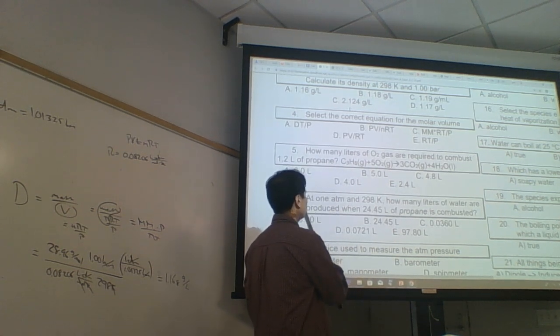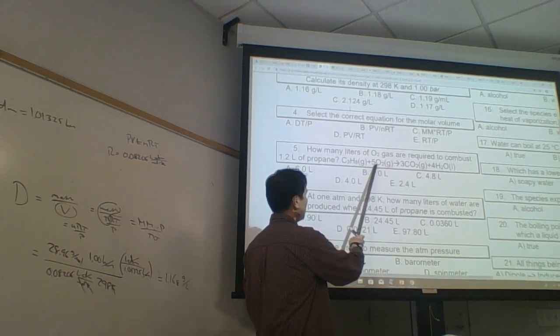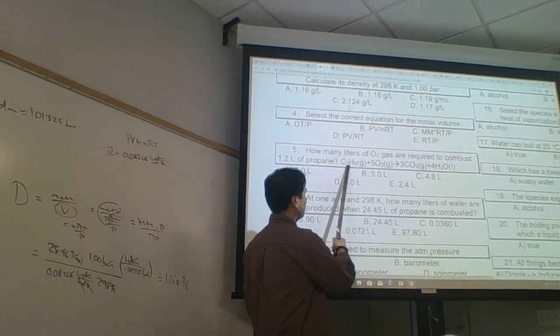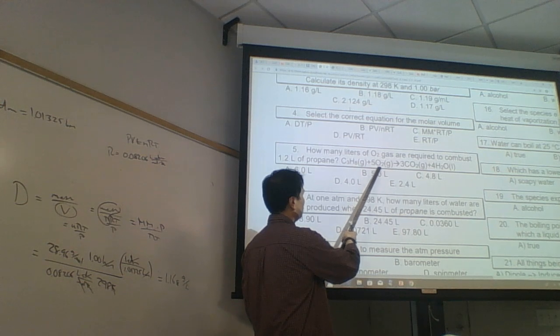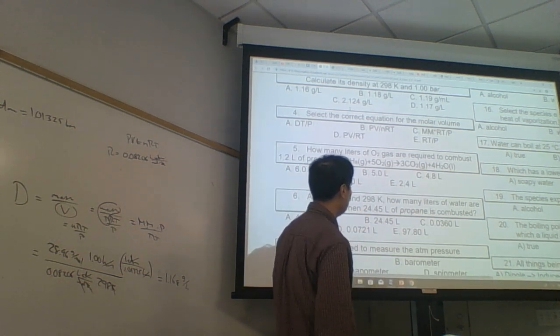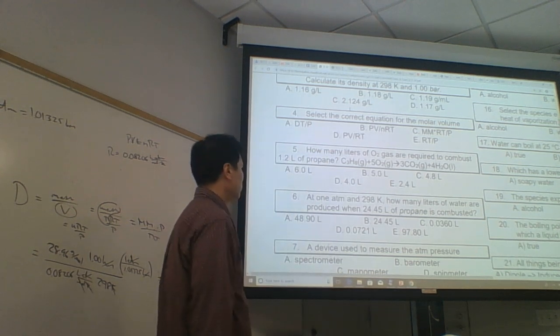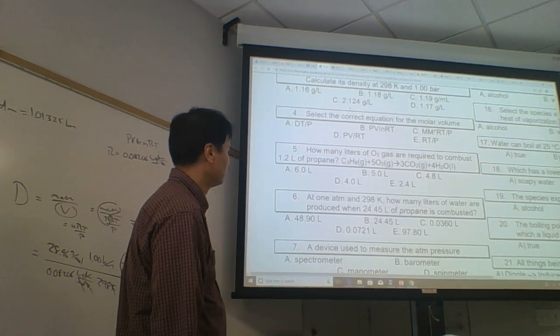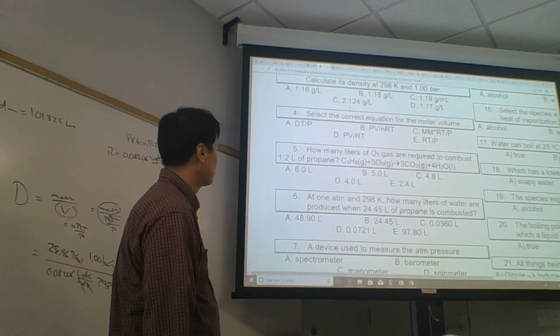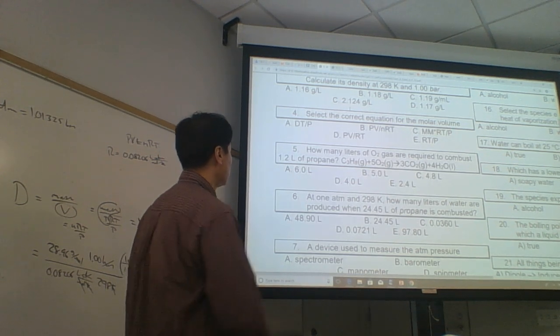So 6 liters is correct. We need 5 times more gas. So if I had 1 liter of propane, I'd need 5 liters of oxygen. If I have 1 gallon of propane gas, I'd need 5 gallons of oxygen gas. So 6 liters.